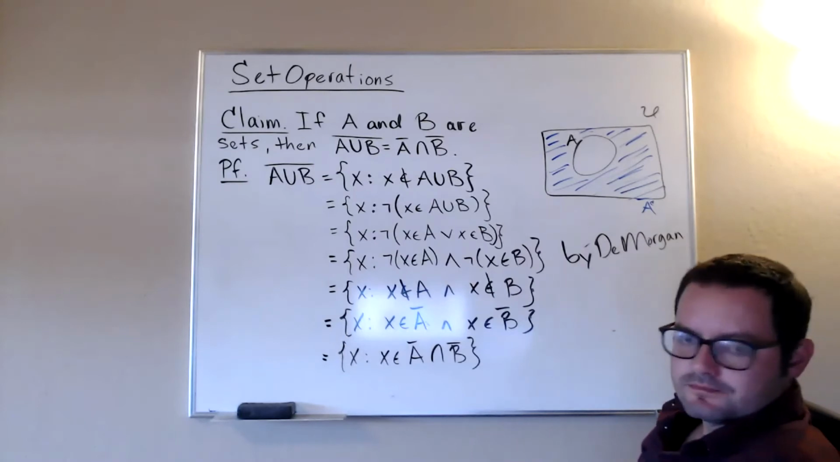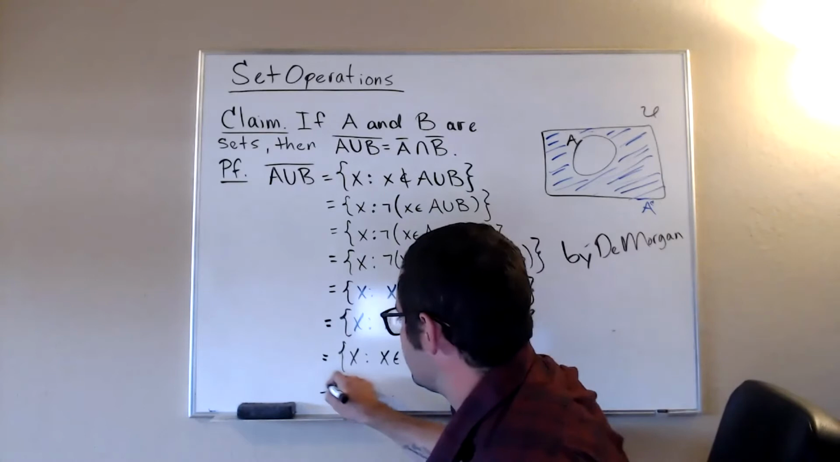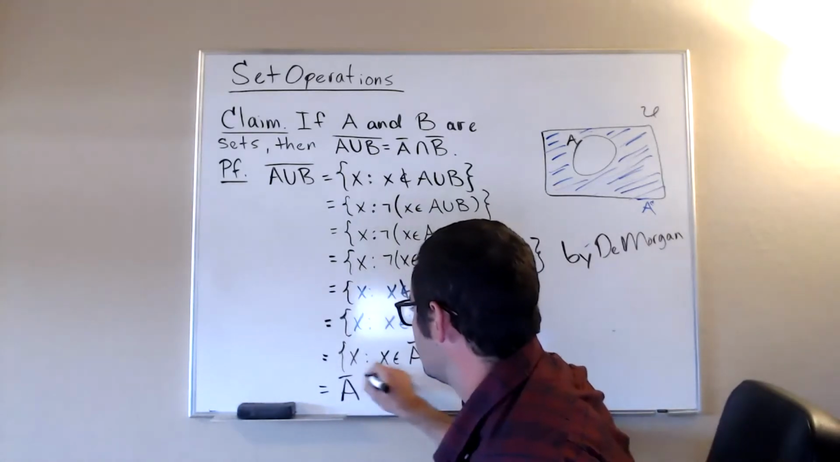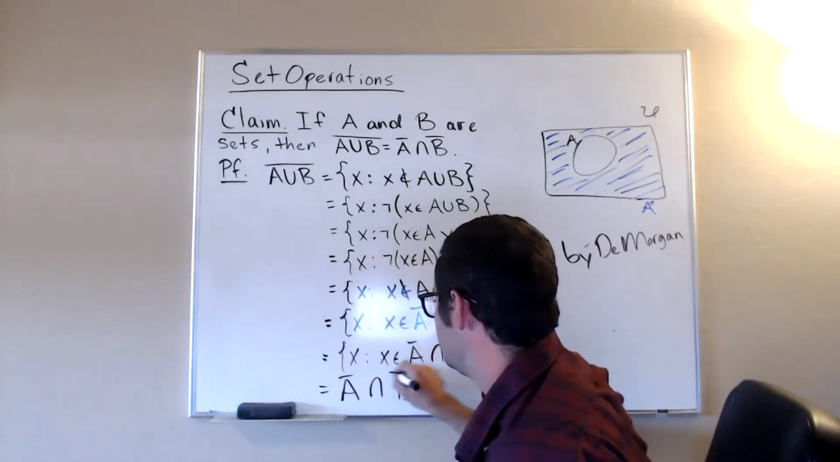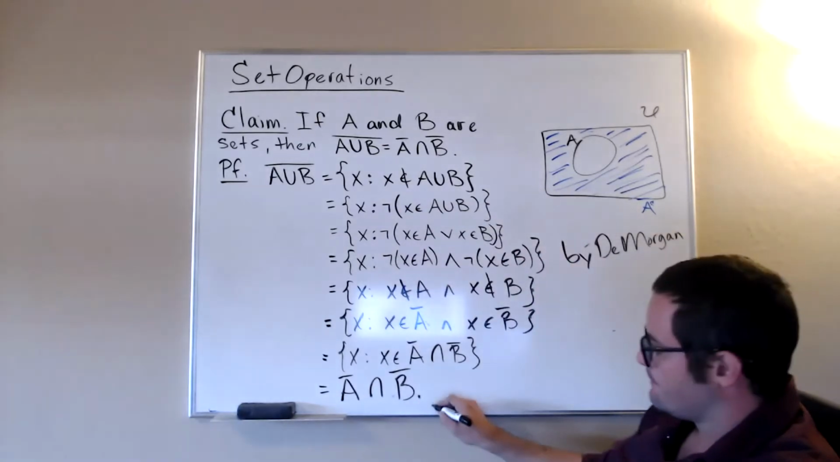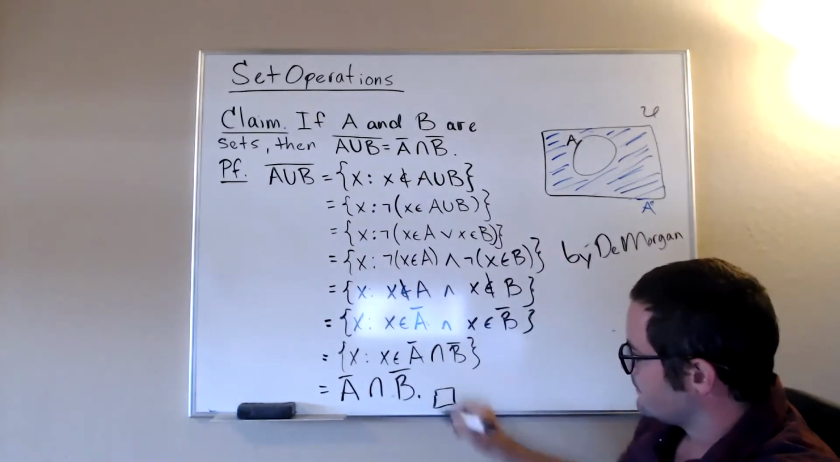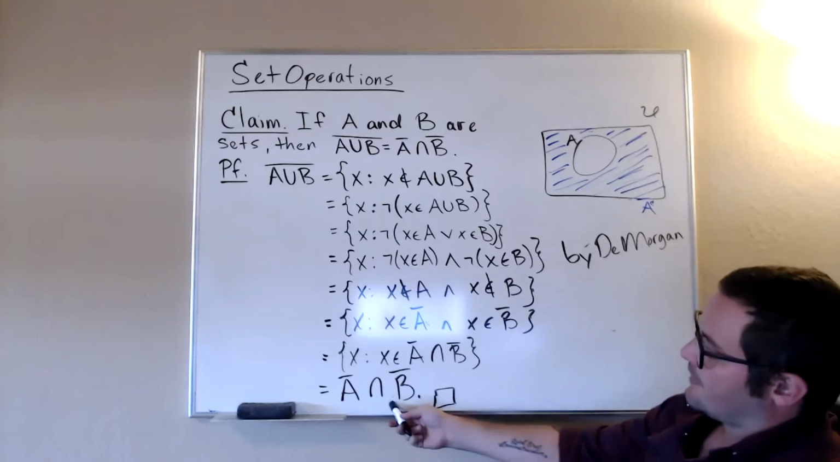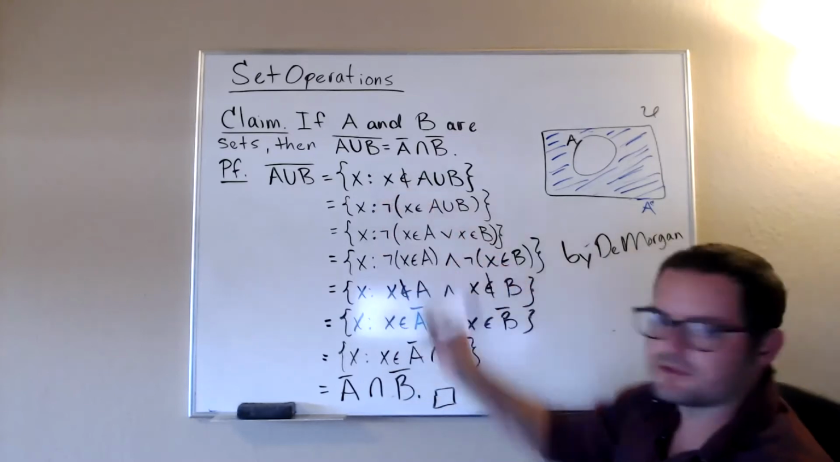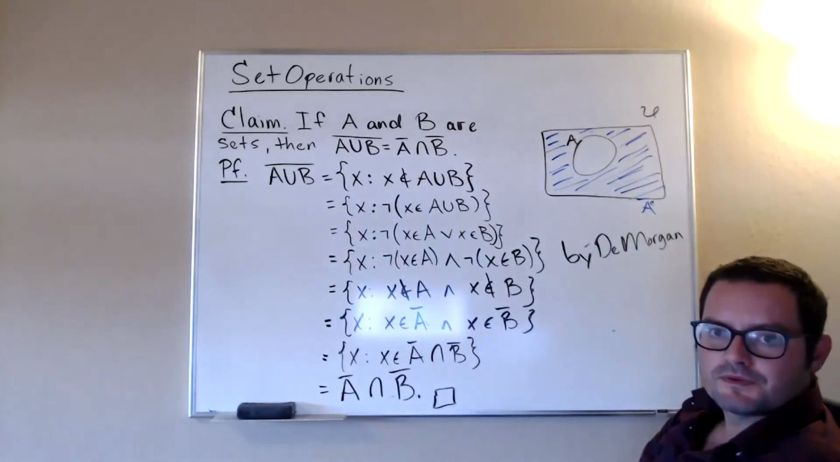And then we're done, because this is just the set A complement and B complement. Done. Because the right-hand side equals the left-hand side, we've established this claim. Okay?